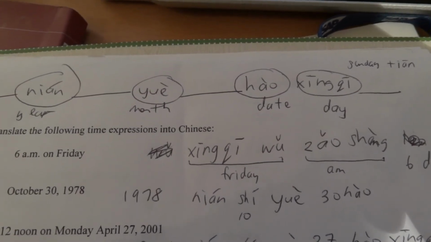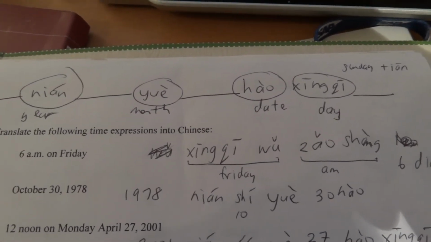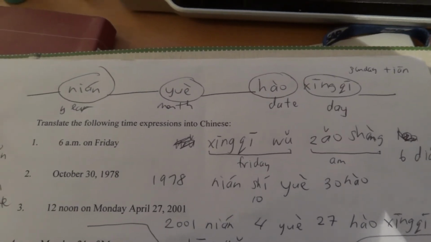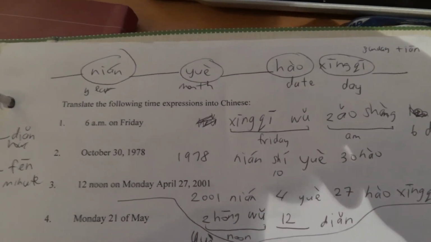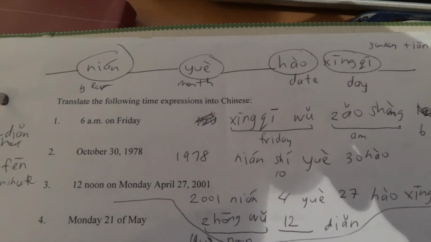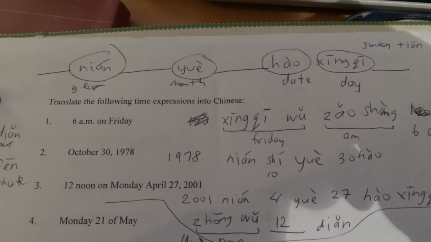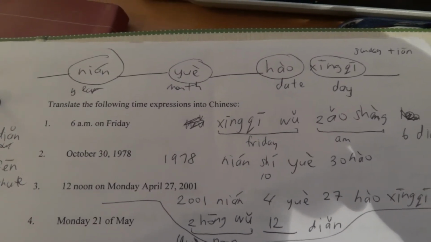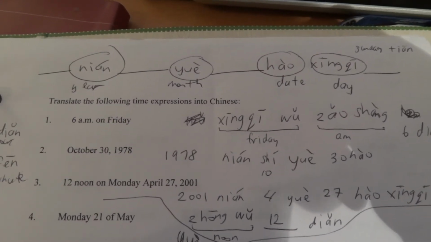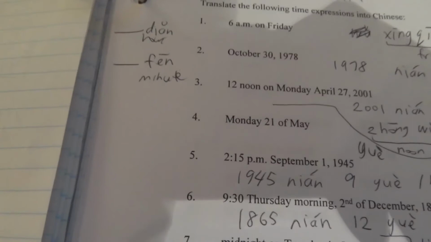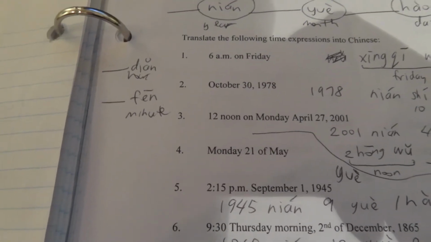Yeah, 月. So okay, here we go. So for year it's 年, month, 月. Date, how? And then for hour is 点 and minute, 分.